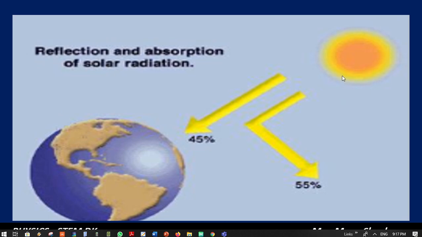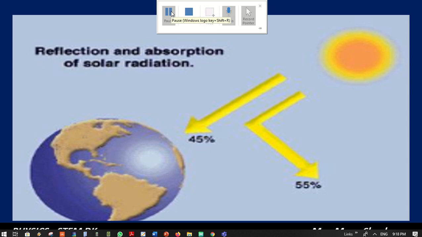As the energy is incident from the sun to the earth, part of this electromagnetic radiation that is incident will be absorbed. 45% will be absorbed and 45% will be reflected, and doesn't reach the earth.